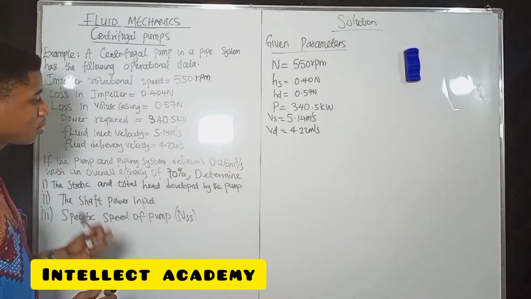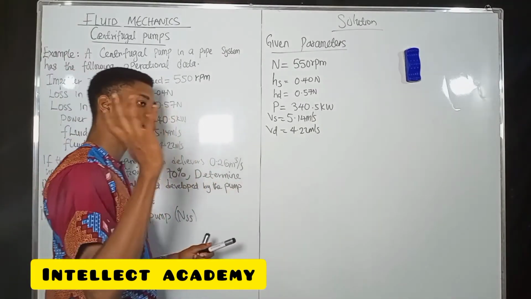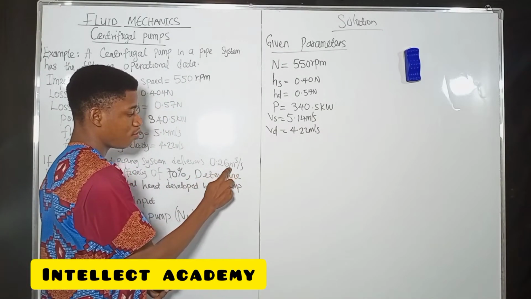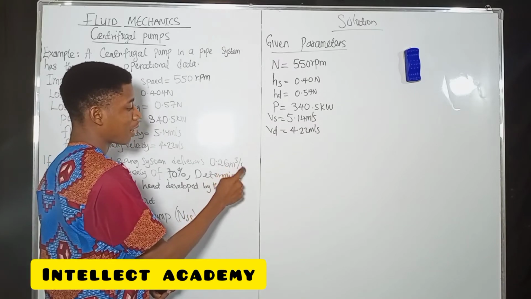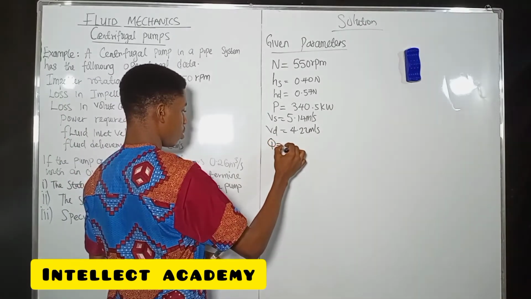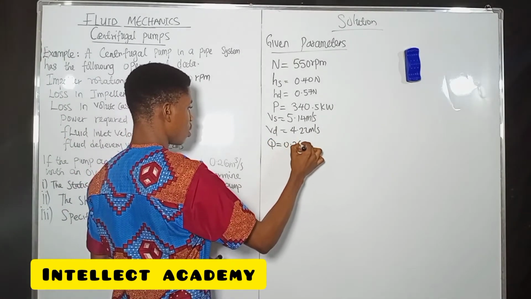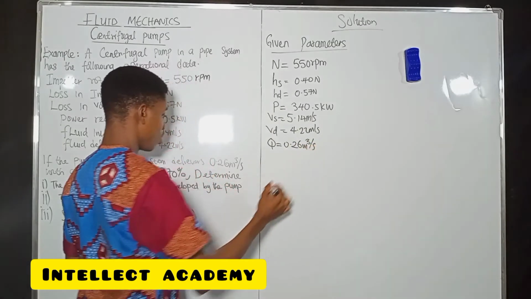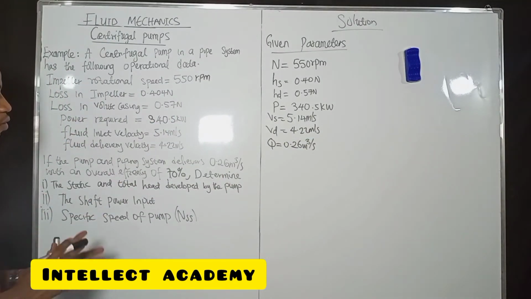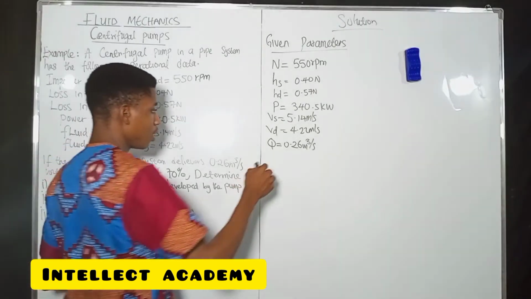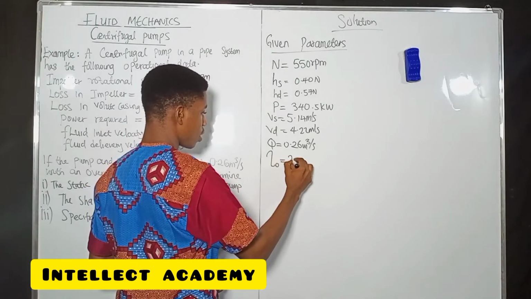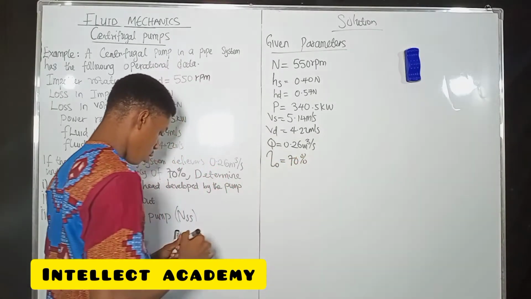Now they say that if the pump and the piping system delivers 0.26 meter cube per second. In our last video, I explained a situation where you have volume over time, which we say is discharge. So we are having discharge Q equal to 0.26 meter cube per second, with an overall efficiency of 70%. Take note of that.